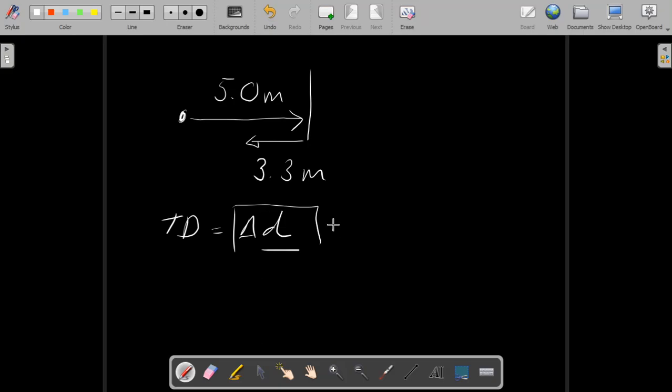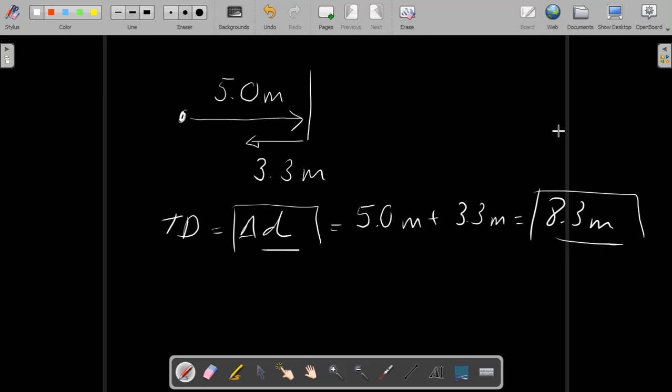Okay. And I said to you, when you want to know the total distance, the only thing you need to do is add all the miles, meters, kilometers, whatever the path is for the object that is moving. So that's 5, and then it keeps rolling 3.3. Add them up. So we have 5.0 meters plus another 3.3 meters. And if you put all of this together, is 8.3 meters. That's your total distance for this ball.